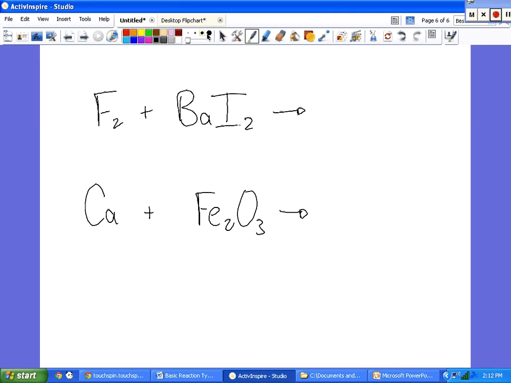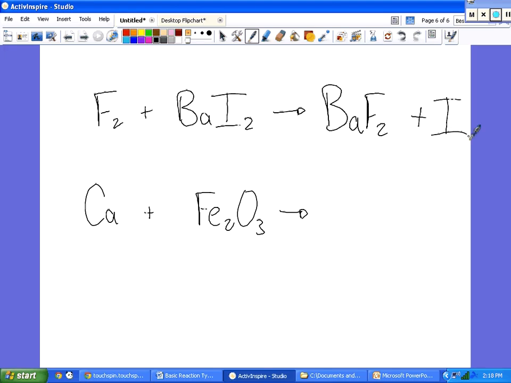All right, let's finish these up. Now, what is F going to try to replace and why? Because it's a nonmetal. Very good. Will it? Yes. Is BaF a new compound? What do you do? So we're going to have BaF2 plus I2. Is that right? Very good.